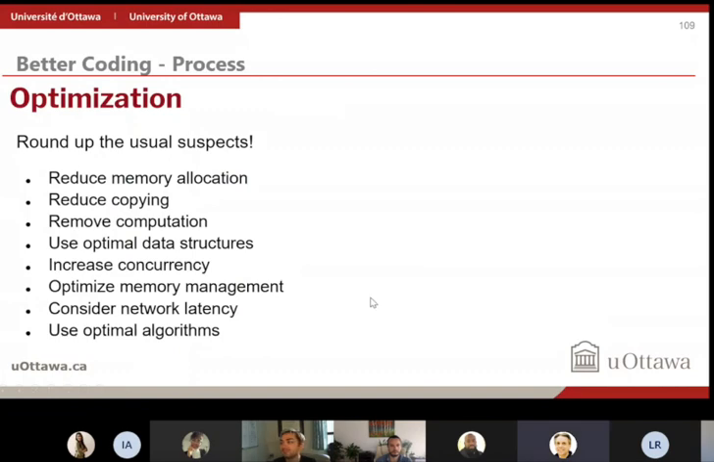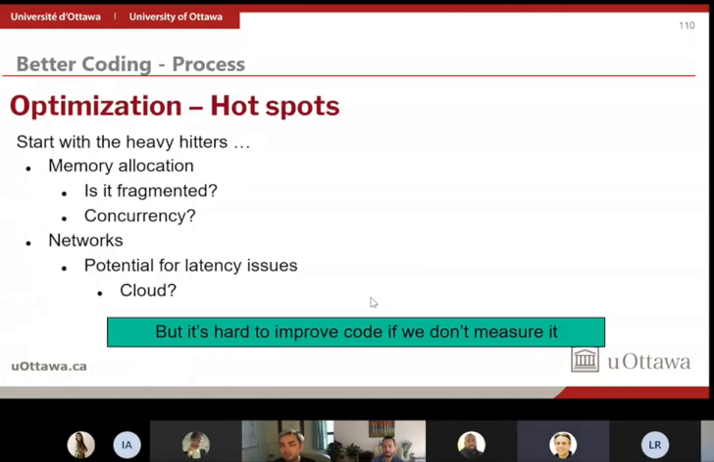Okay. Well, this slide is the backbone of the optimization. There's more. I just wanted to say here that we're looking for the hot spots. That's where we should start. The fragmentation of the memory, the network latency that we talked about. But the bottom line is that if you want to improve the code, it's really hard to do if we can't measure anything. So we need to measure something.